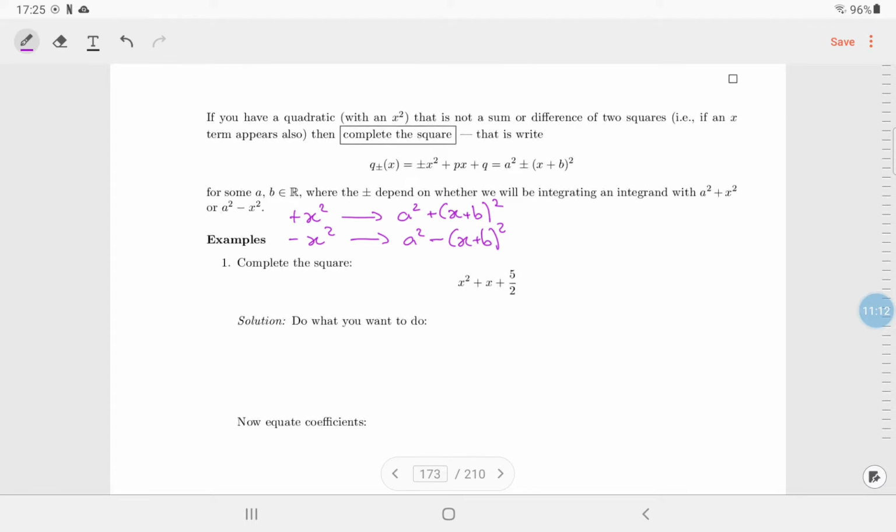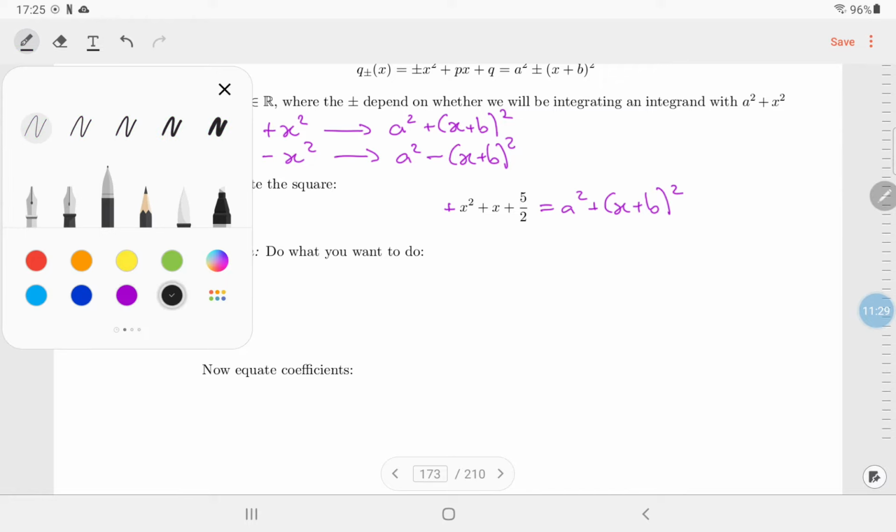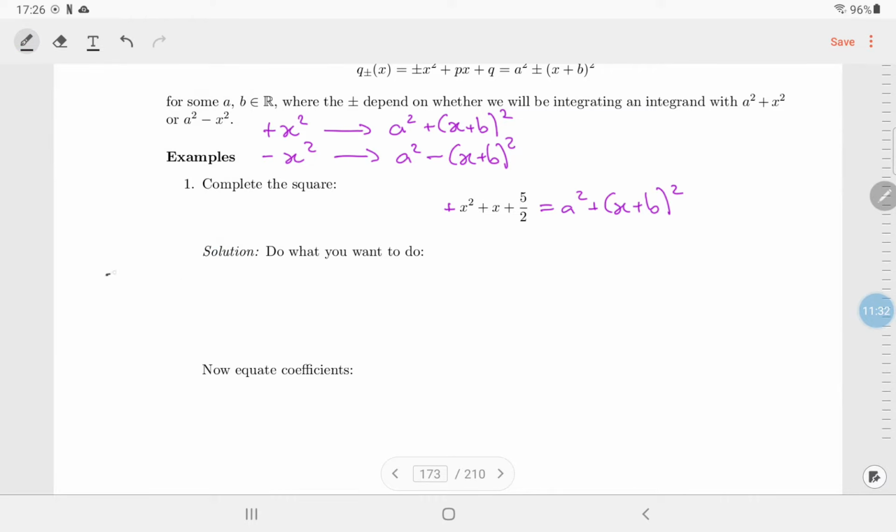Okay, so how do you actually do this? How do I write x squared plus x plus 5 over 2 in the form a squared plus (x plus b) squared? Well, you force them equal to each other. So we have x squared plus x plus 5 over 2, and we want this, so I'm going to put an exclamation mark there, to say that it's something I want, equal to the right hand side.